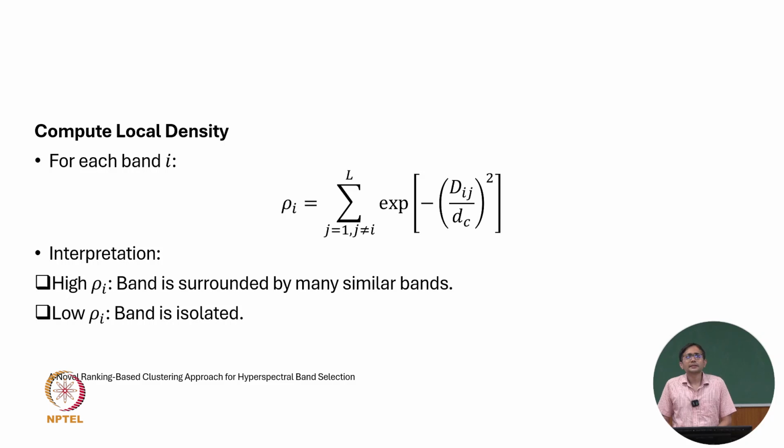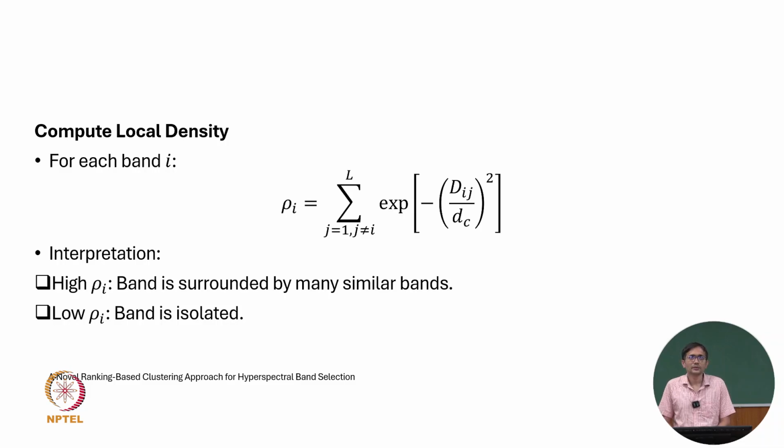And what can be easily seen is that high rho i implies the band is surrounded by many similar bands, whereas a low rho i value means the band is isolated.